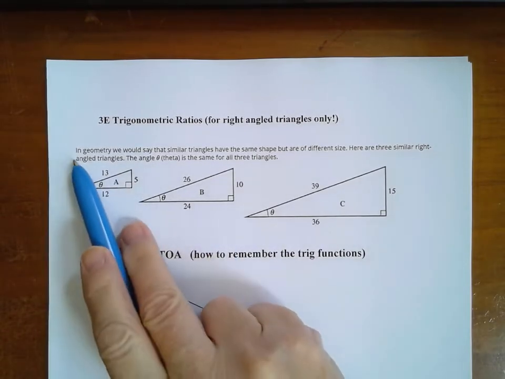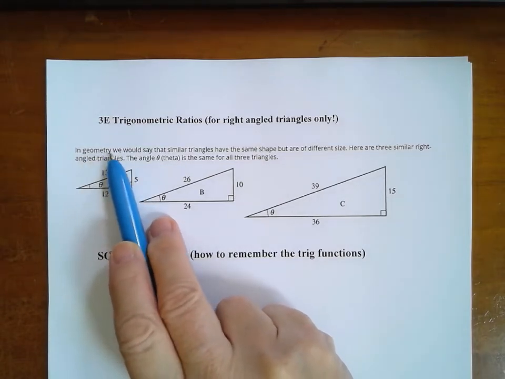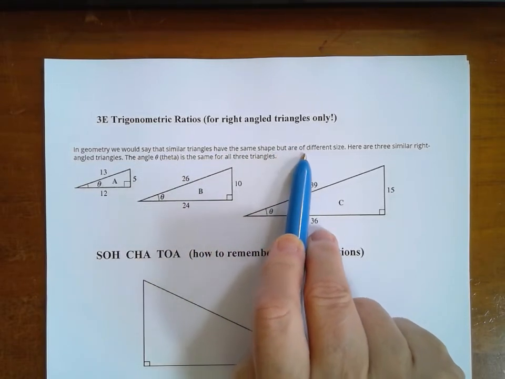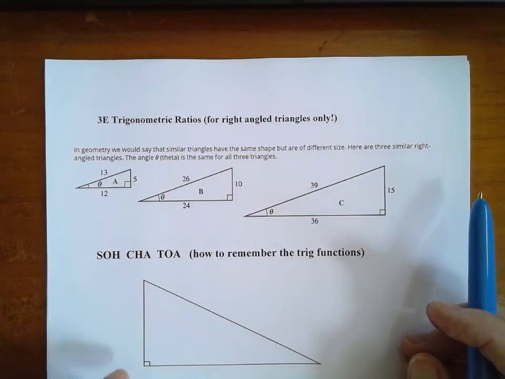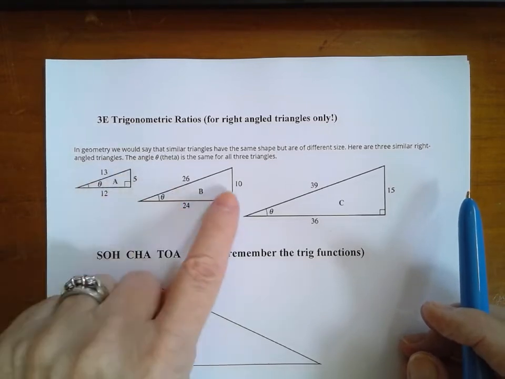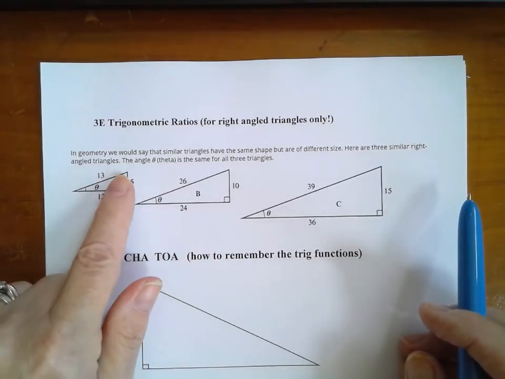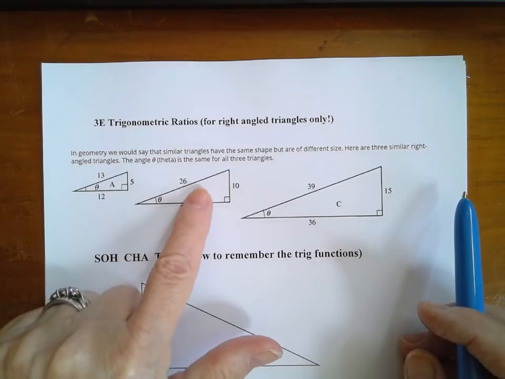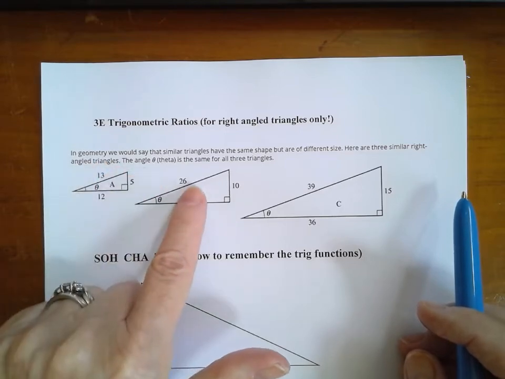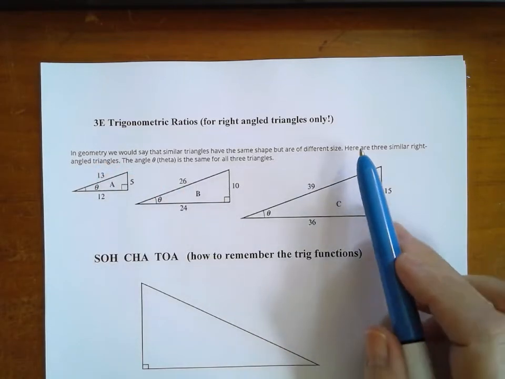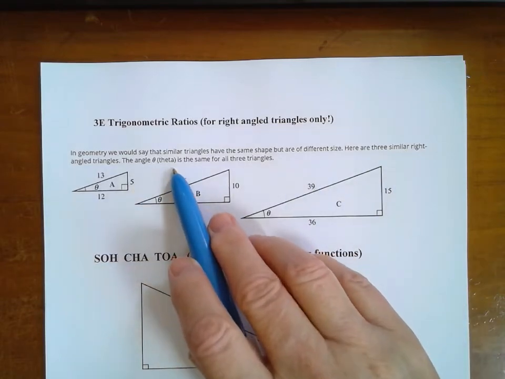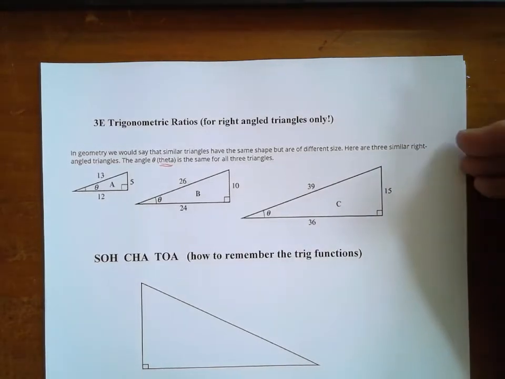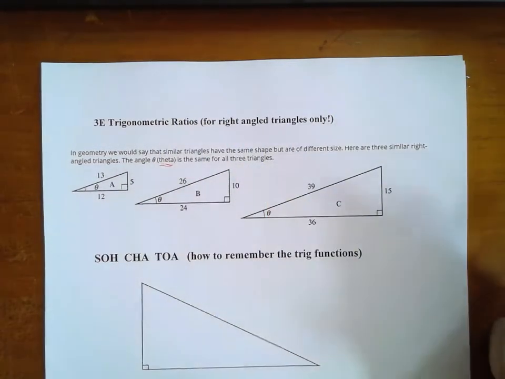So in this reading it says, in geometry, the idea of shapes, we would say that similar triangles have the same shape but are different sizes. You'll remember similar to mean all the angles are the same: that angle's the same as that angle, and that angle's the same as that angle. This triangle is exactly the same shape as this one, but it's just bigger, enlarged, okay? Here are three similar triangles, and they talk about this angle here, called theta, and it's the same for all three triangles.